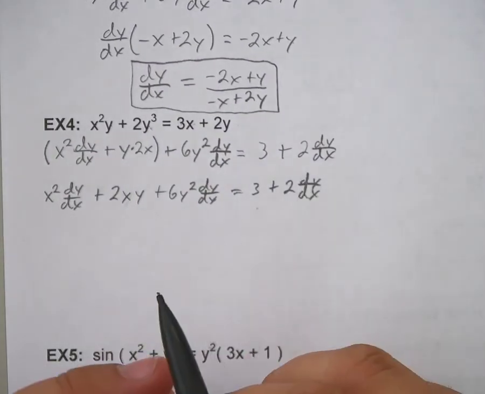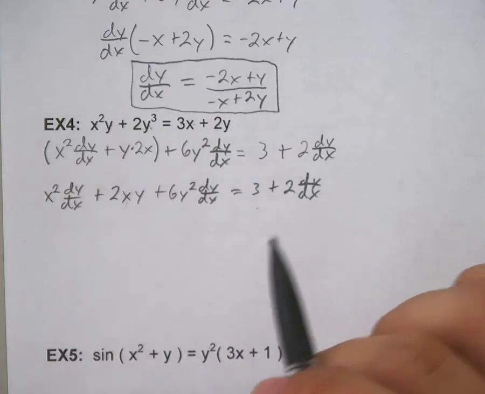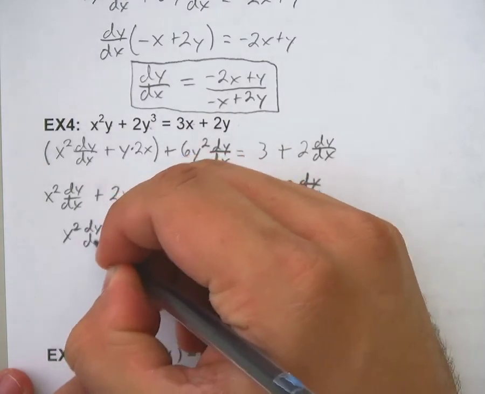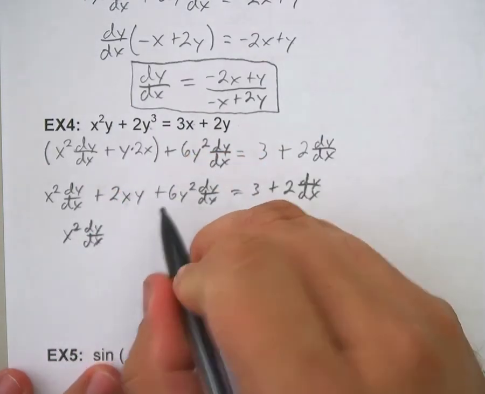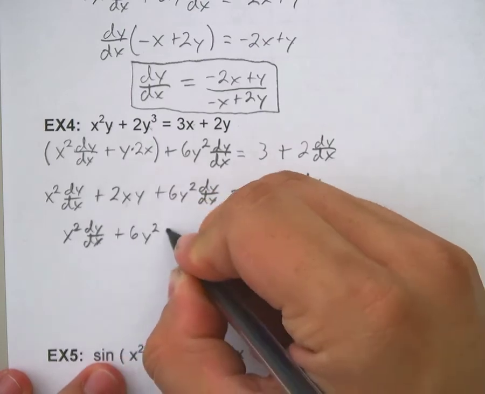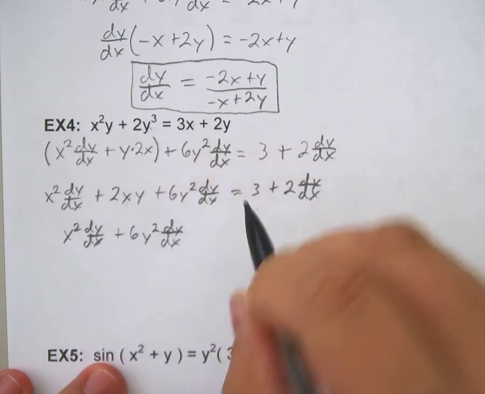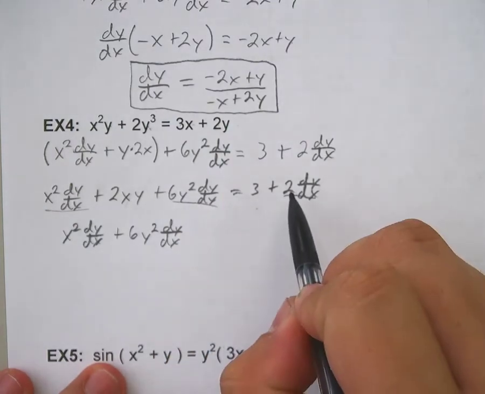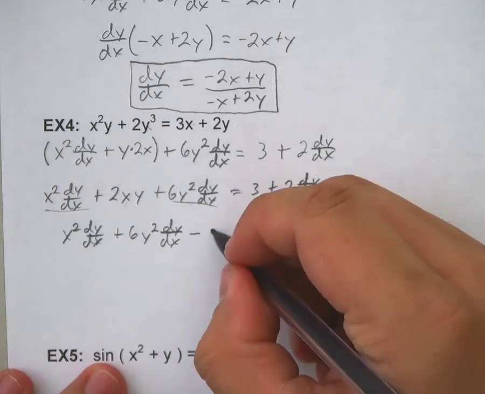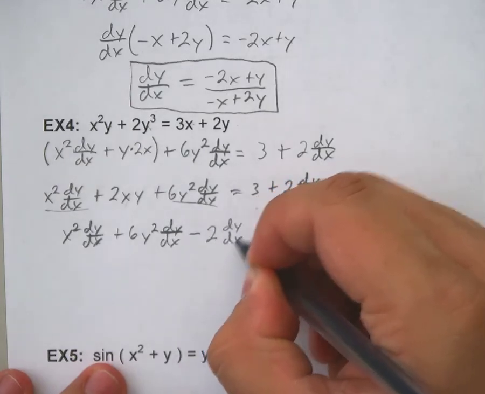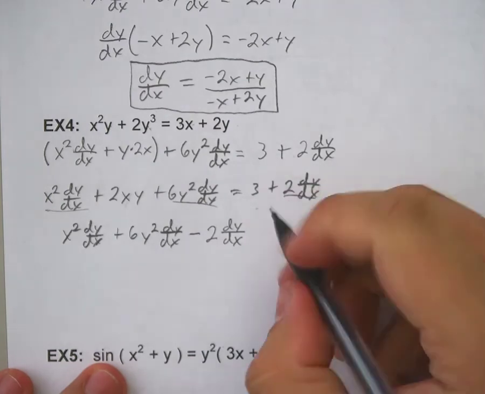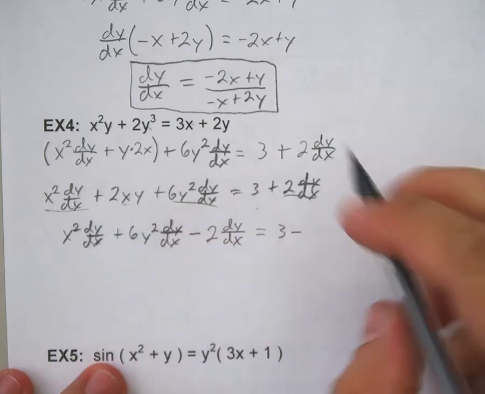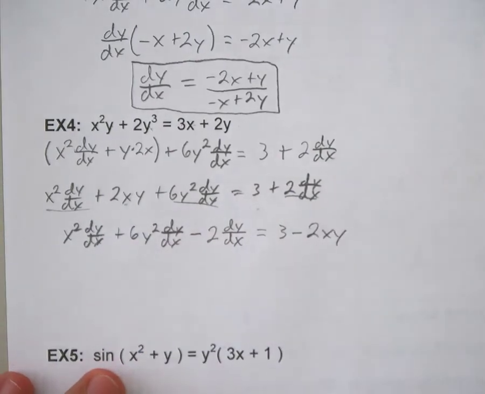From here, get all of your dy dx's to one side and everything that doesn't have a dy dx to the other. So x squared dy dx is going to stay right where it's at. I'll have a plus 6y squared dy dx. Since I'm bringing this over, it's going to be a minus 2 dy dx. And that's going to be equal to 3 minus, and I'm going to take this 2xy and move it on over.